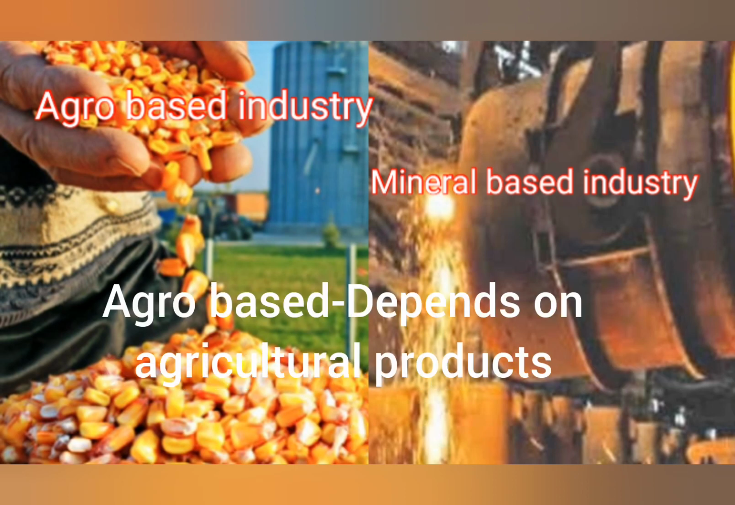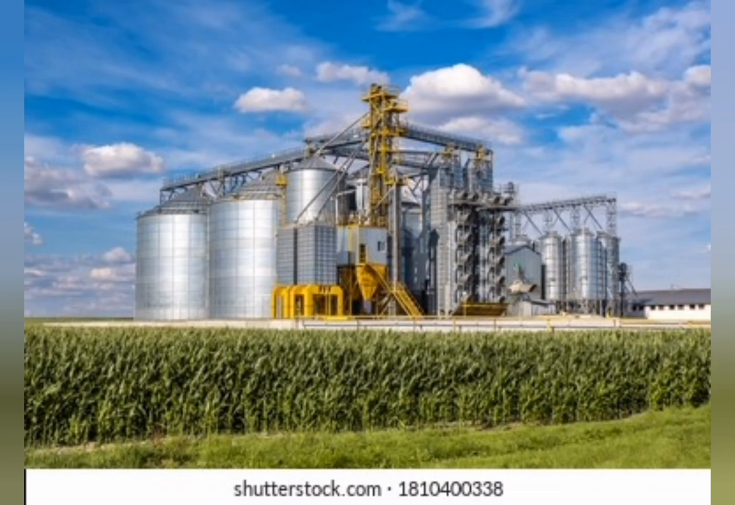So, what is basically agro based? The name suggests that agro means agricultural. That means all the raw materials of this industry come from agriculture. They are agricultural products. These industries are mostly located near the agricultural fields. They are the cotton textile industries, sugar industry, vegetable oil industry, etc.